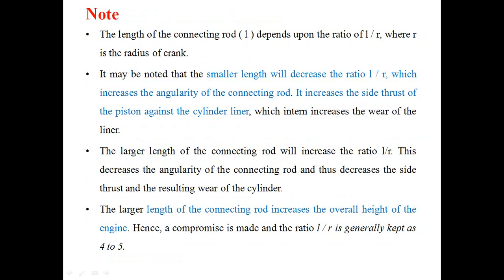And a larger length of the connecting rod will increase the L by R ratio. This decreases the angularity of the connecting rod and thus decreases the side thrust and resulting wear of the cylinder. The larger length of the connecting rod increases the overall height of the engine. Hence, a compromise is made, and the ratio L by R is generally kept at about 4 to 5.